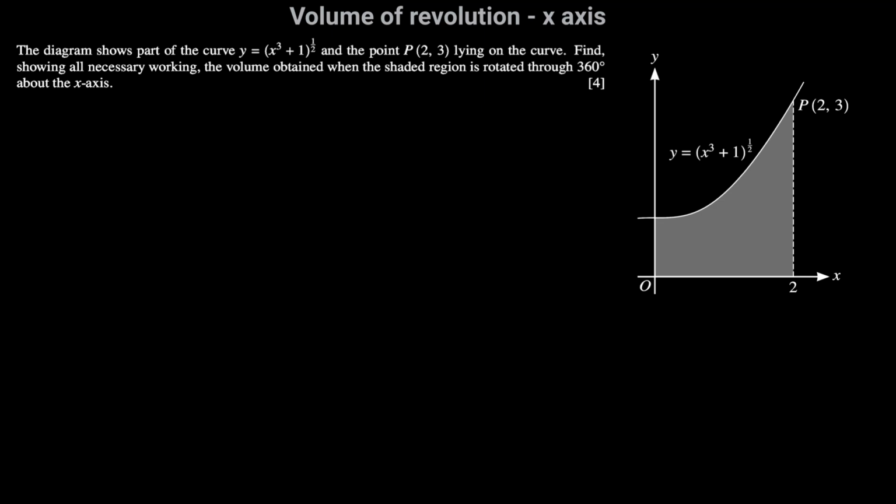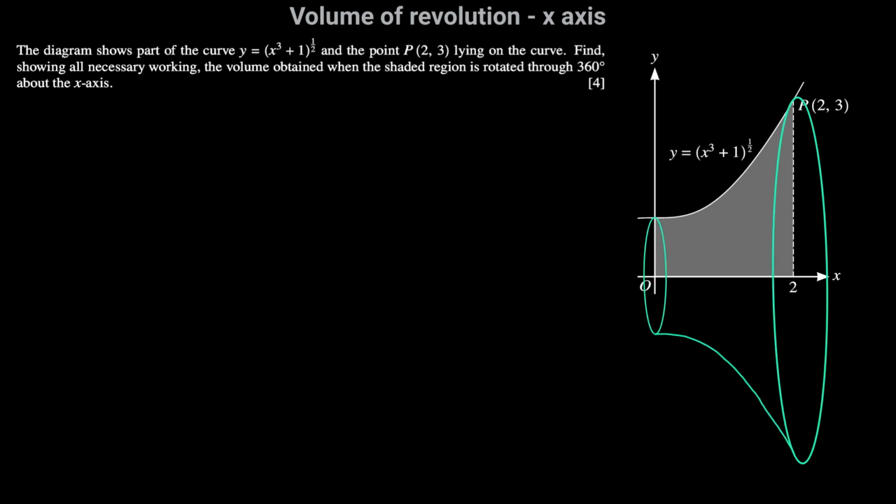So what the question is saying over here is, we have the shaded region from x is equal to 0 to x is equal to 2 under the curve. And what's the volume of the shape obtained when this shaded region is rotated about the x-axis? When we rotate the shaded region 360 degrees about the x-axis, we get the following shape over here. And what we want to do is find the volume of this shape. Now we want to evaluate the exact volume of this shape.